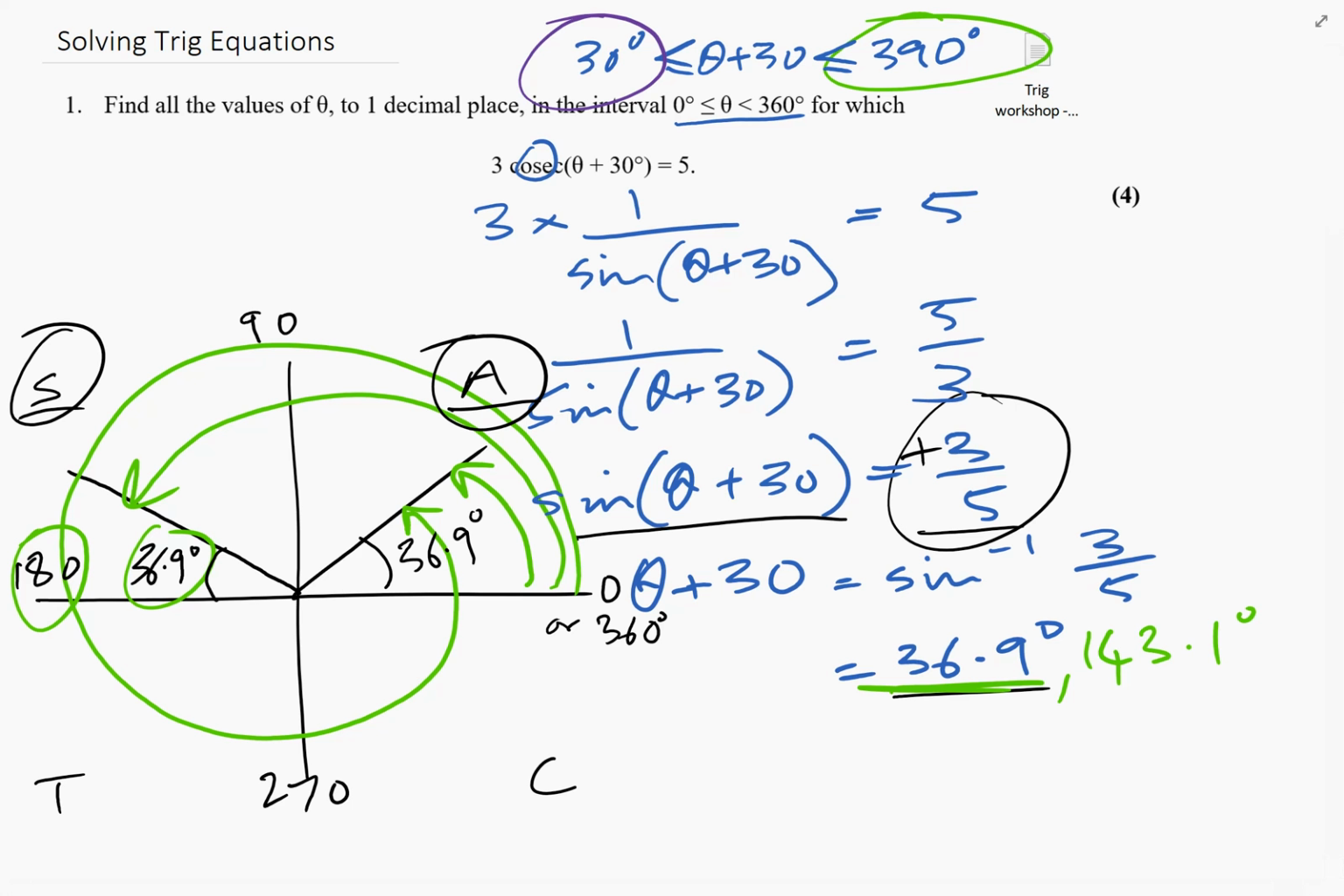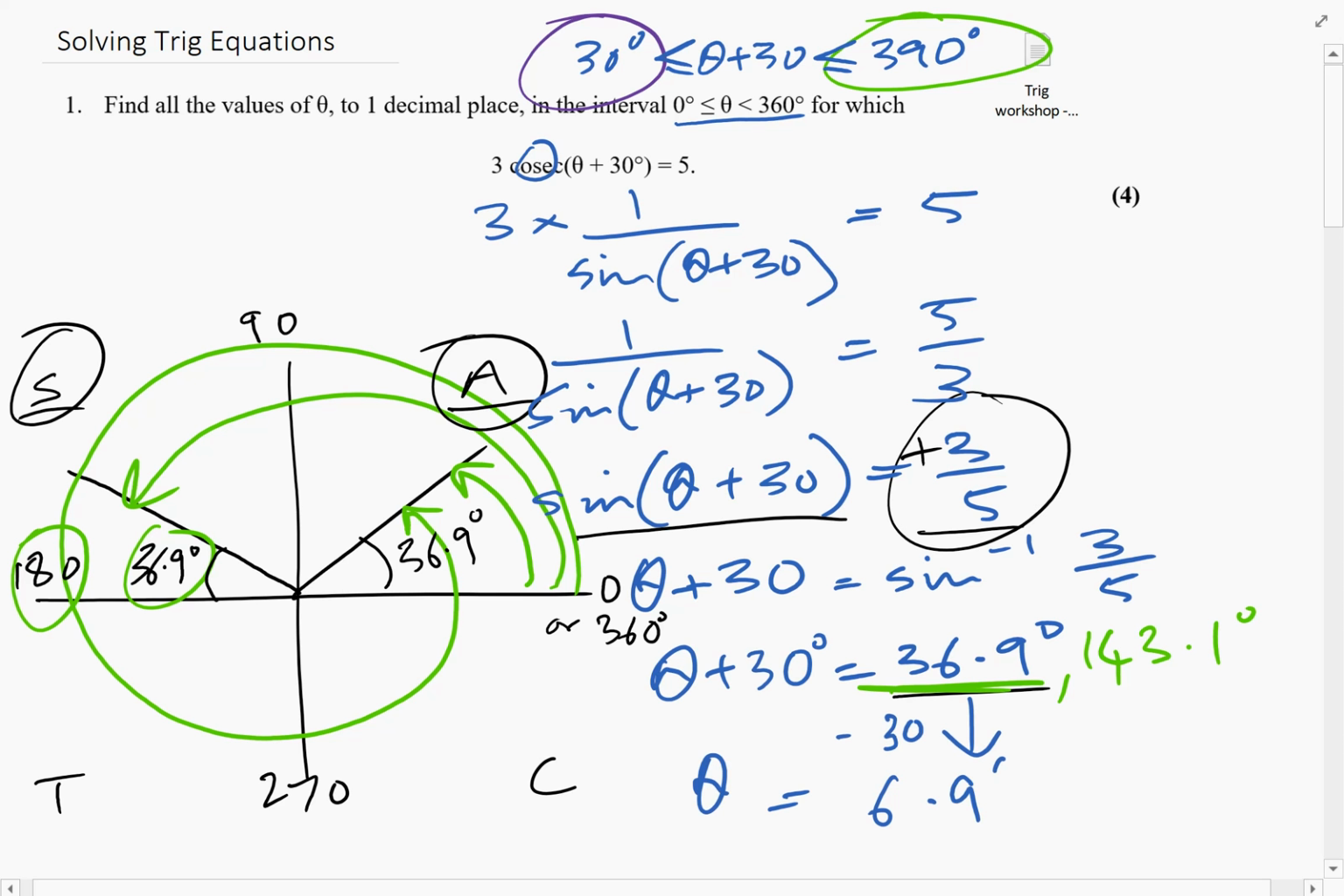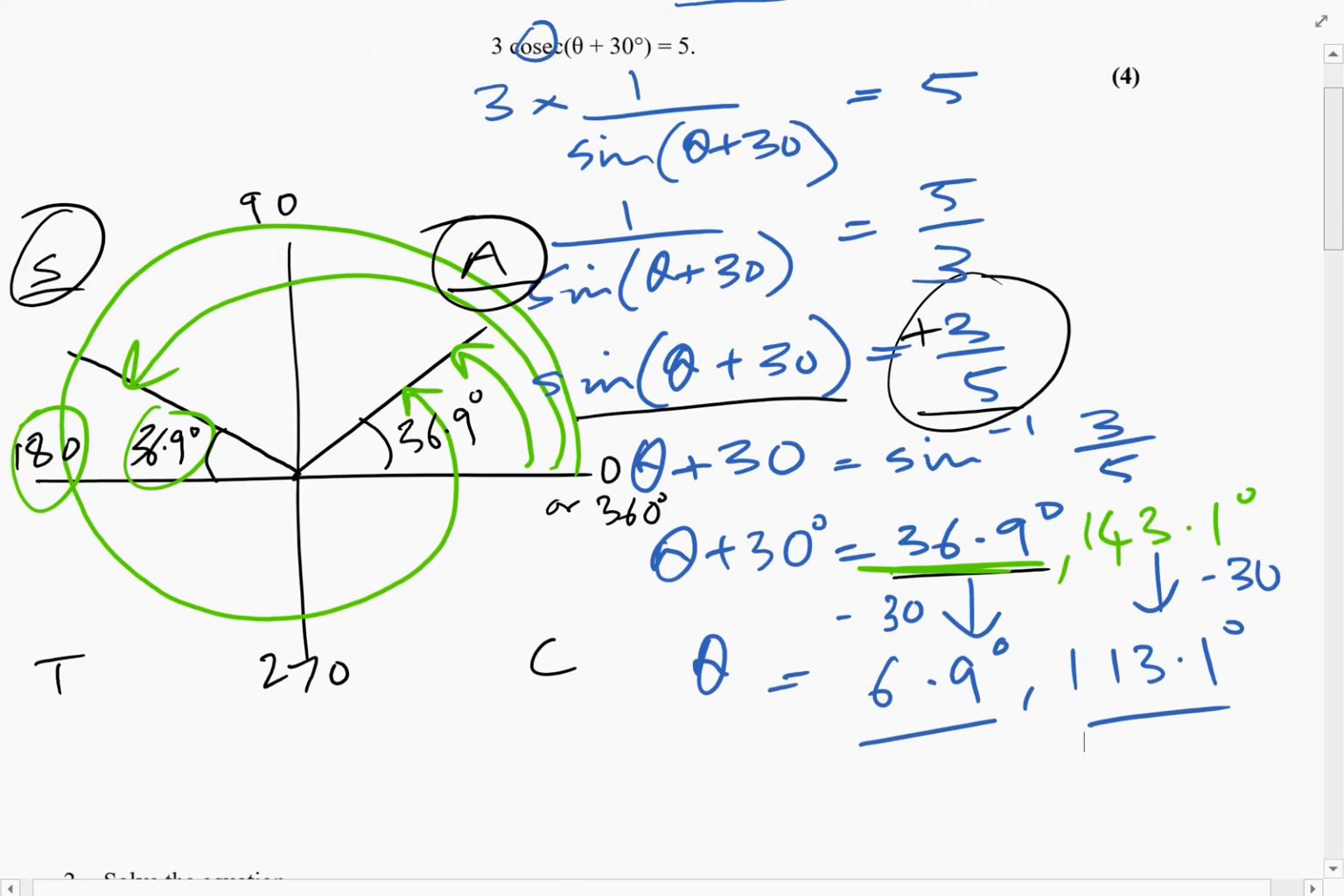All right, so we're nearly finished now. Remember, these values are for theta plus 30 degrees. So we just need to subtract 30 from both of these. So minus 30 will give us 6.9 degrees, and minus 30 from that will give us 113.1 degrees. So that's the answer to that. Two solutions to that equation. Let's have a look at the next one.